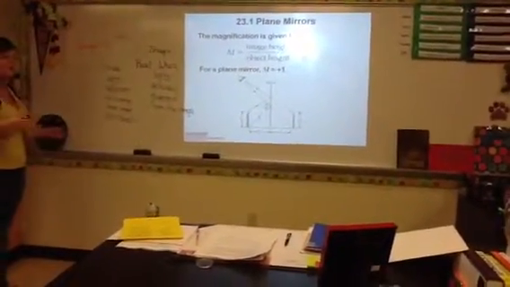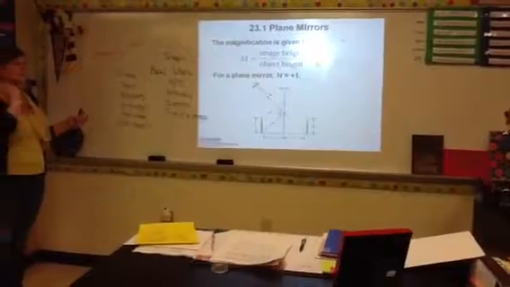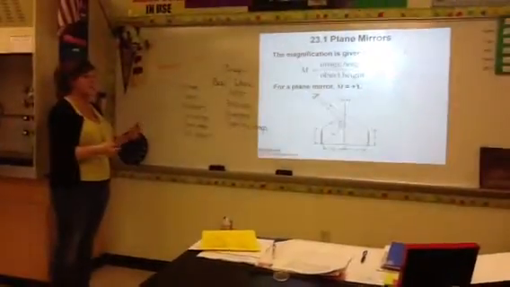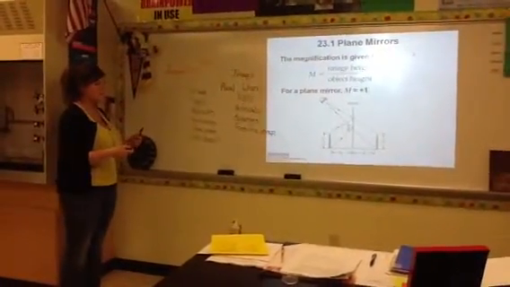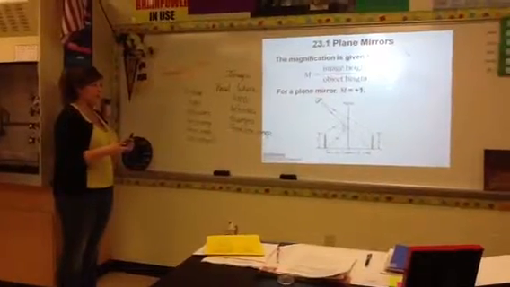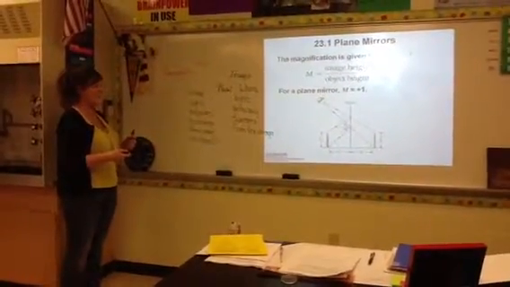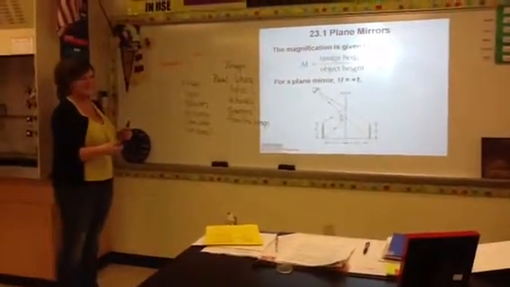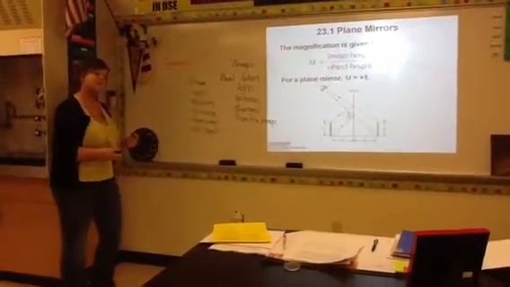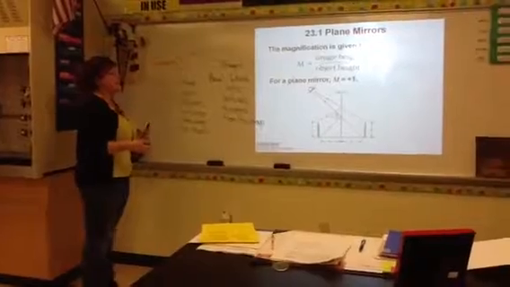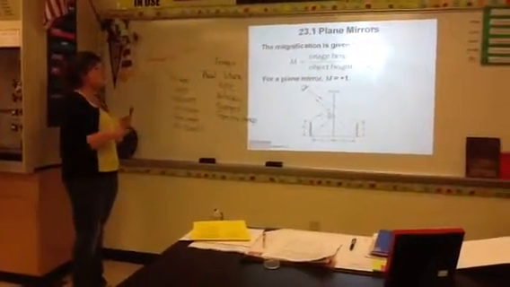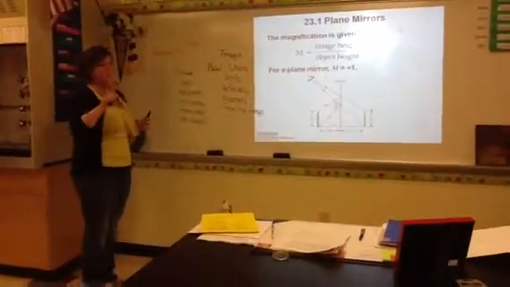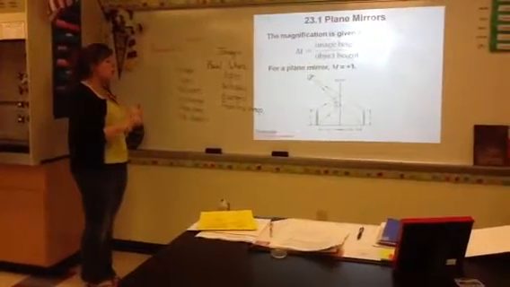I know we did this last year. I think a lot of us called it hi-ho last year. So magnification, M, is HI over HO. Okay, so for a plane mirror, the magnification is always going to be 1. It will always be 1.